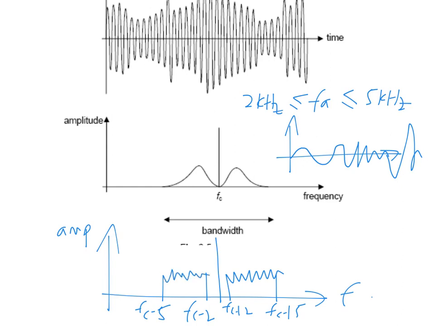So sometimes they will draw FC plus FA and FC minus FA as a maximum graph, or sometimes they will just draw jagged lines like this. The jagged lines show you that they have different amplitudes at different frequencies.